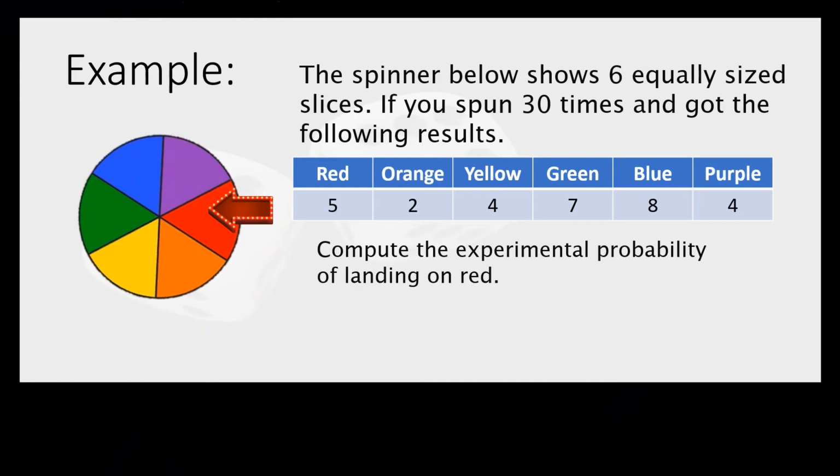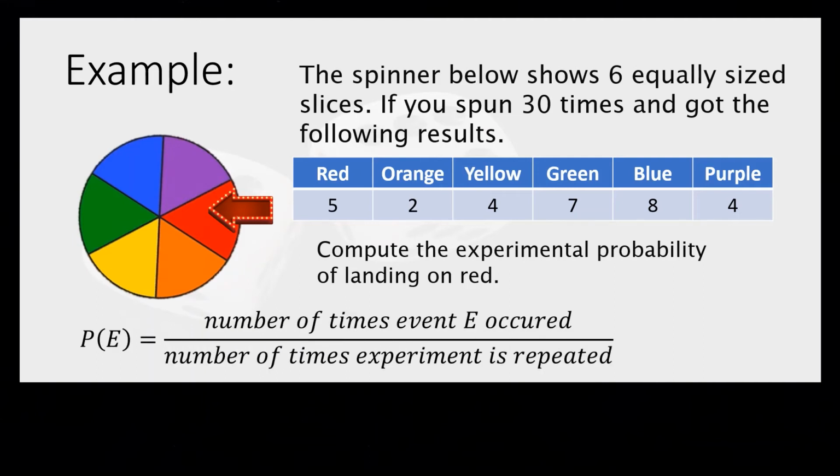Next, compute the experimental probability of landing on red. So using our formula, identify natin yung number of times that event occurred. Okay, so since ang hinahanap natin is landing on red, titingnan natin kung ilang beses nagland yung spinner doon sa color red. Okay, so based on the result, meron tayong 5. And the number of times we spun is 30 times. So we have now 5 over 30, or that is equivalent to 1 over 6.